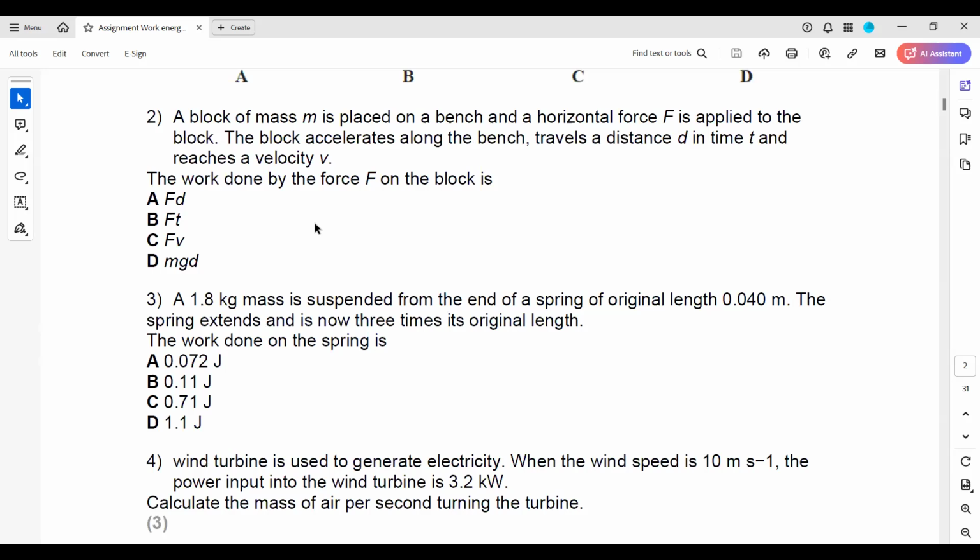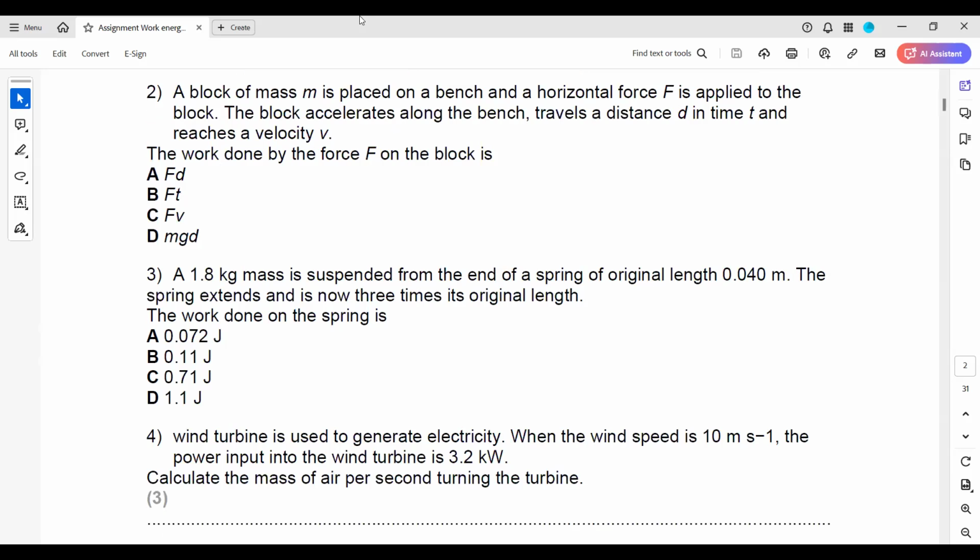The next question: a block of mass M is placed on a bench. A horizontal force F is applied. The block accelerates along the bench and travels a distance d. At time t, it reaches a velocity v. The work done by the force on the block is... So there's a block of mass M placed on the bench. A horizontal force F is applied. This horizontal force moves the object a distance d in time t, and the speed of the object is v here.